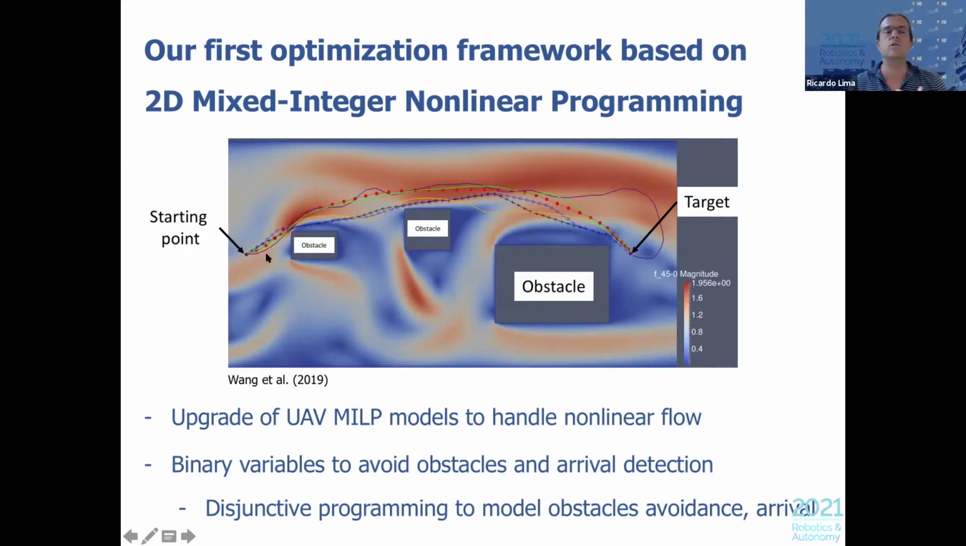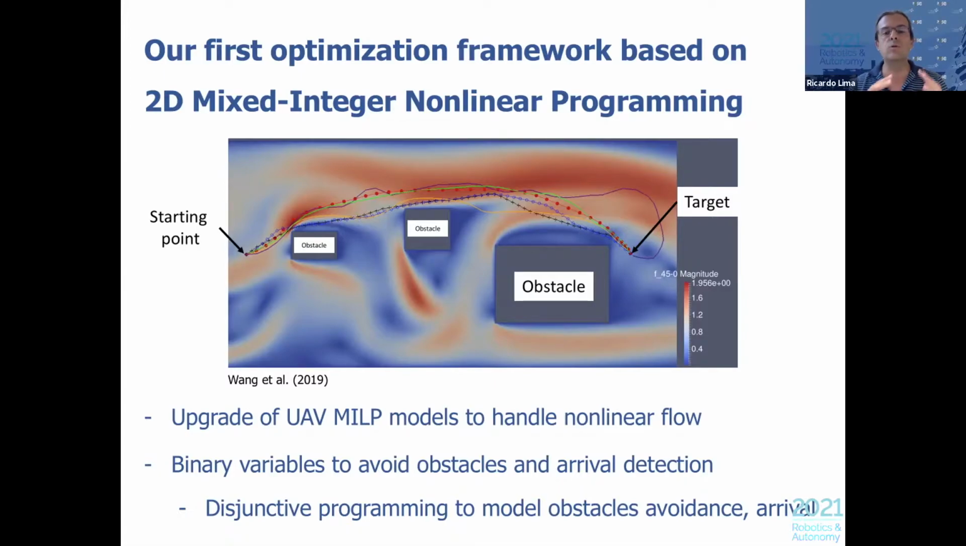And so what we did was we developed different models with different levels of detail, and we tested different models and we optimized. And this was the kind of solutions that we are obtaining. For example, the best solution here is the one with the red dots and red line. That is, in fact, our most detailed model. But in this type of formulation, what we had was only a 2D formulation, and with binary variables to avoid the obstacles and to detect the arrival of the vehicle to the target. We had also some disjunctive programming formulation to model these obstacles and the arrival detection.